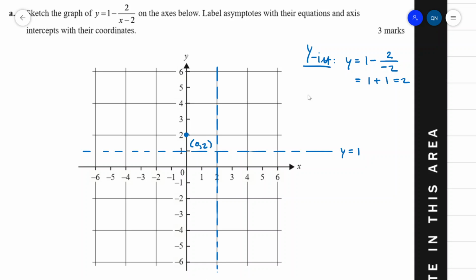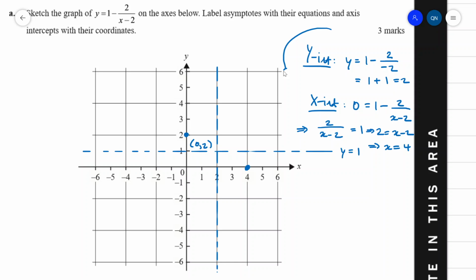How about the x-intercepts? The x-intercepts we get by solving y equals 0. So we have 0 is equal to 1 minus 2 over x minus 2. Let's bring that fraction over. So we have 2 over x minus 2 is equal to 1. Let's multiply by x minus 2. So we have 2 equals x minus 2. And let's solve, nice and simple. It's just going to be x is equal to 4. So let's put that in right over here.